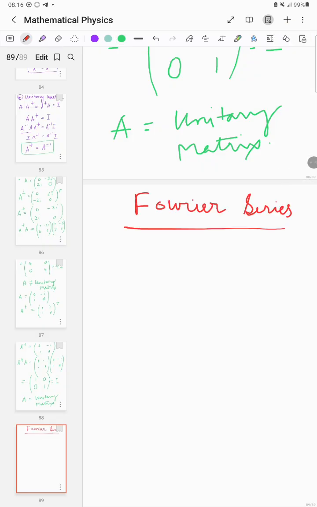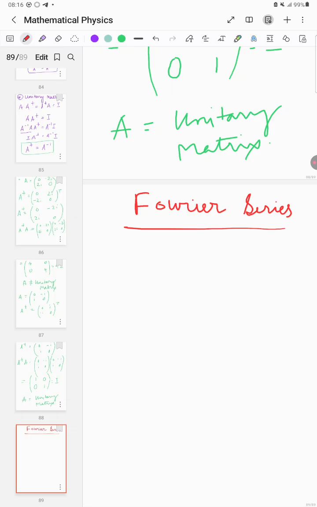Before starting with Fourier series, let us see what a periodic function is. A function which repeats its value after a particular interval is a periodic function. That particular interval after which it repeats its value is called the period of the function. Sine theta and cosine theta are the only natural periodic functions, and all other functions are basically combinations of sine theta and cosine theta.